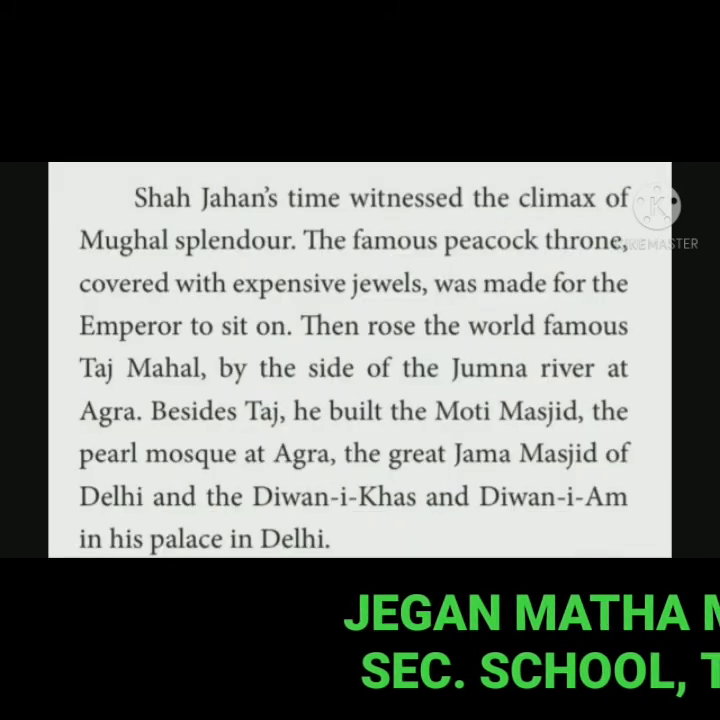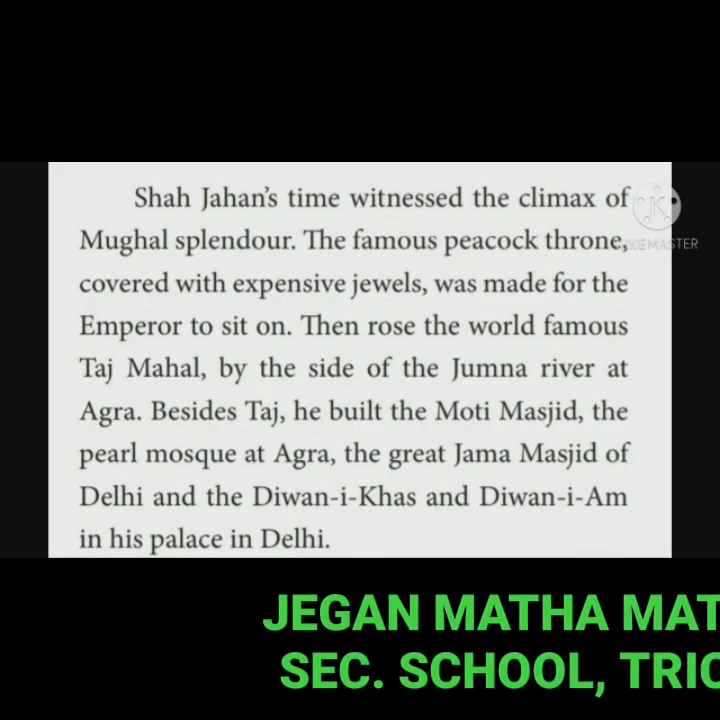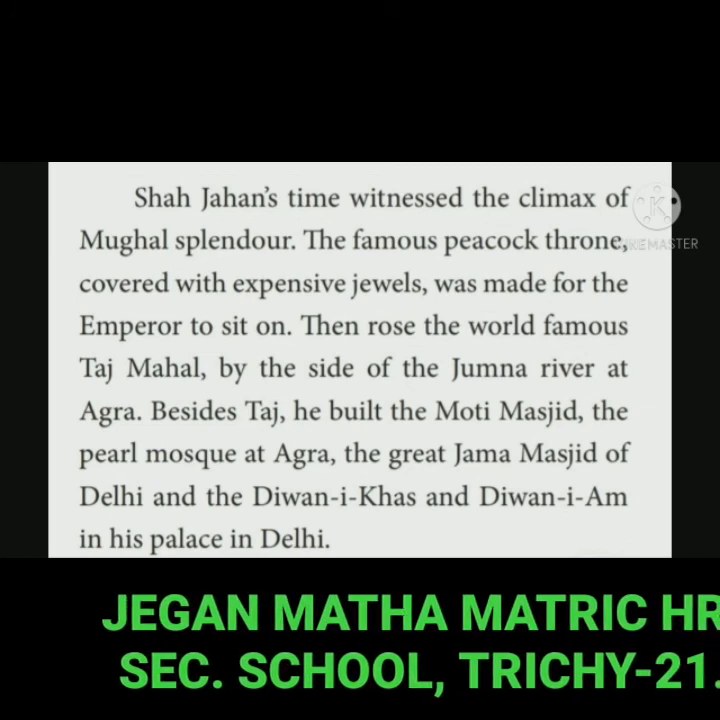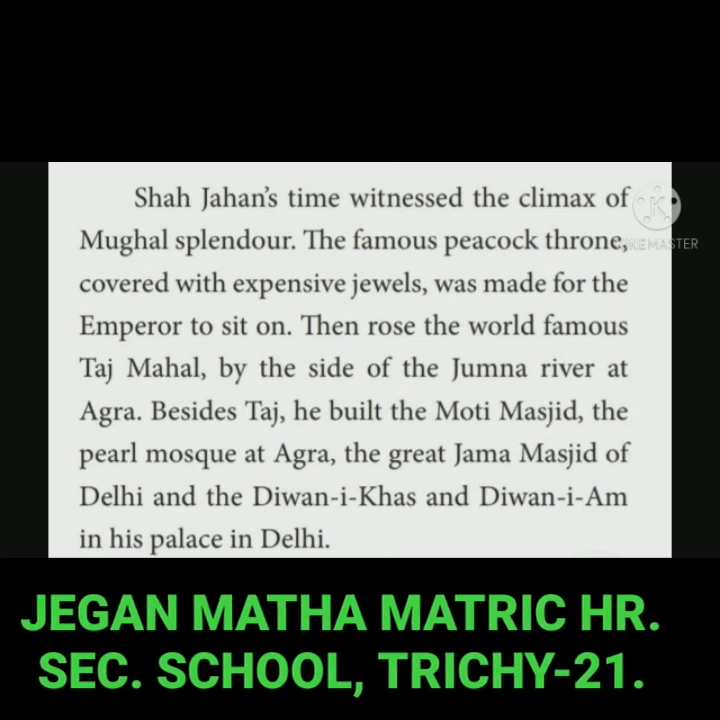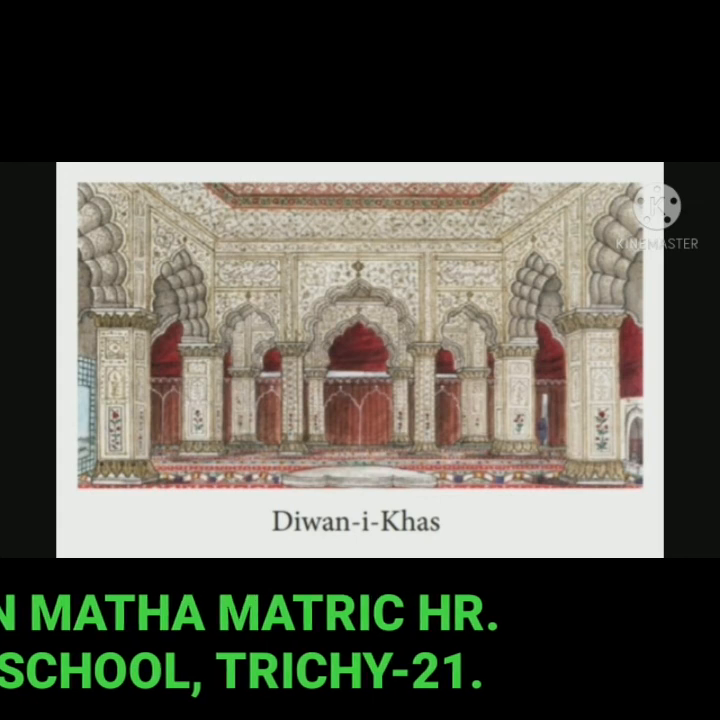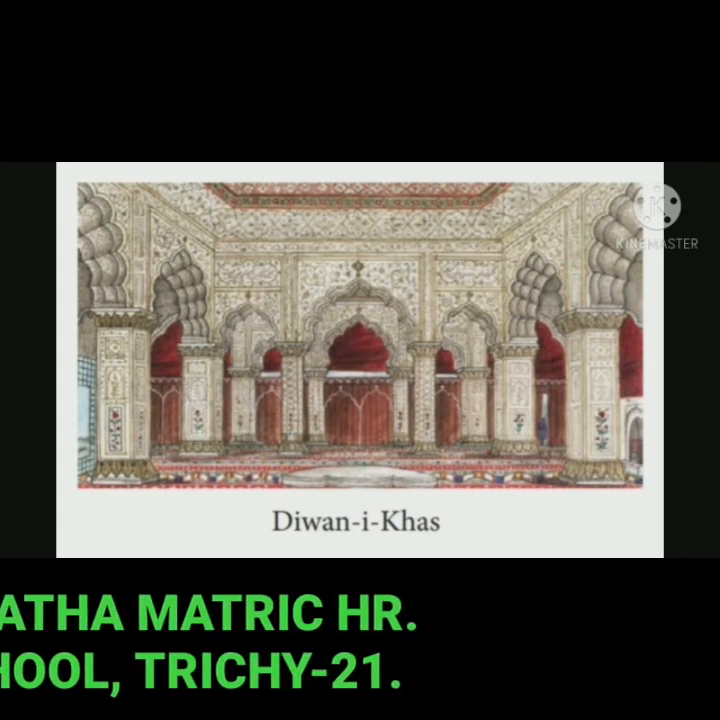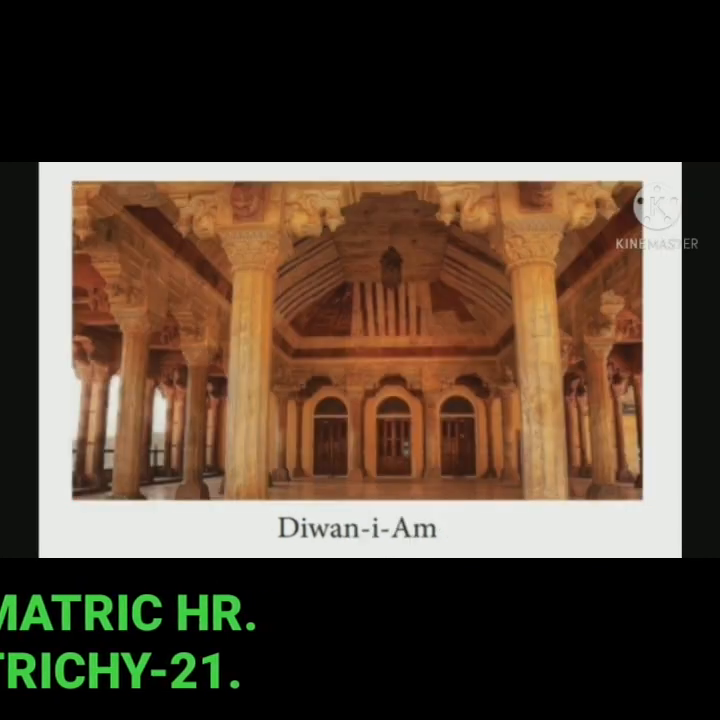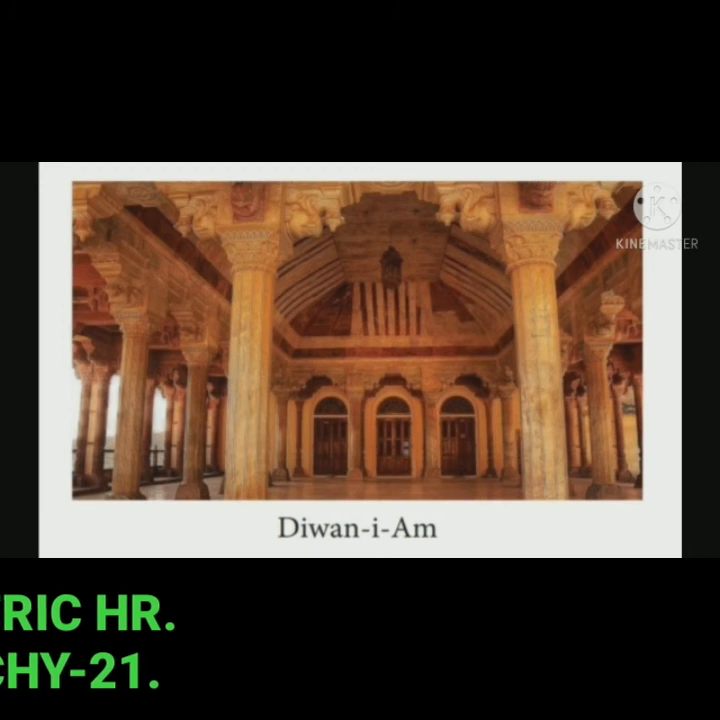Next, Shah Jahan's time witnessed the climax of Mughal splendor. The famous Peacock Throne, covered with expensive jewels, was made for the emperor to sit on. Then rose the world-famous Taj Mahal by the side of the Jumna river at Agra. Besides the Taj, he built the Moti Masjid, the Pearl Mosque at Agra, the great Jama Masjid of Delhi, and Diwan-i-Khas and Diwan-i-Am in his palace in Delhi.